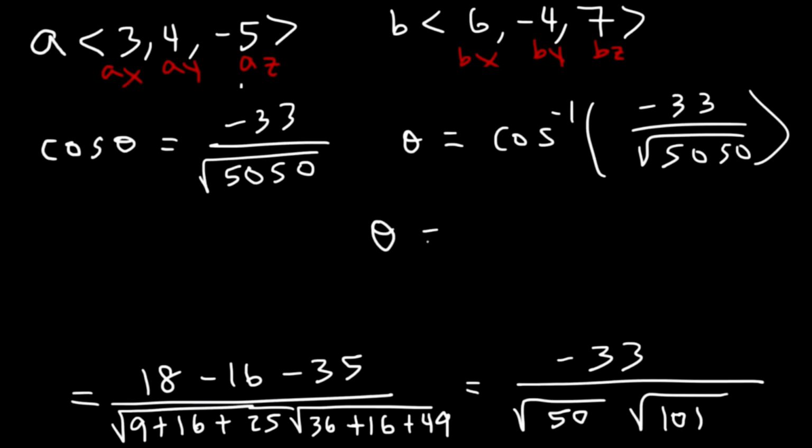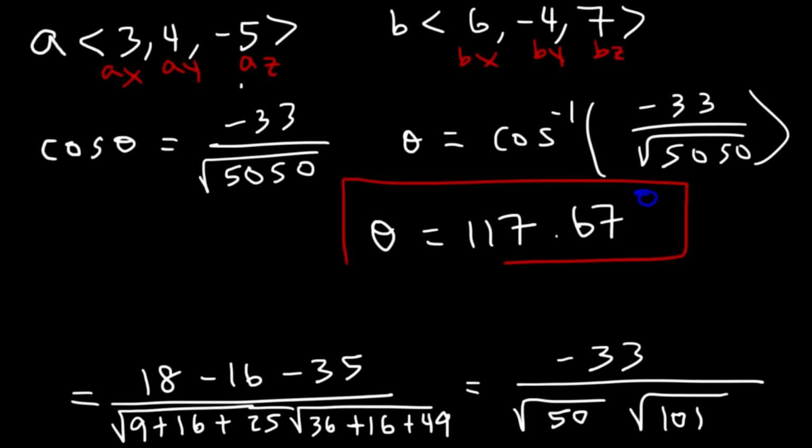So you should get 117.67 degrees. At least that's what I got. So hopefully I didn't make any mistakes, but that's the angle between these two vectors. That's how you can do it if you have two vectors with three components.